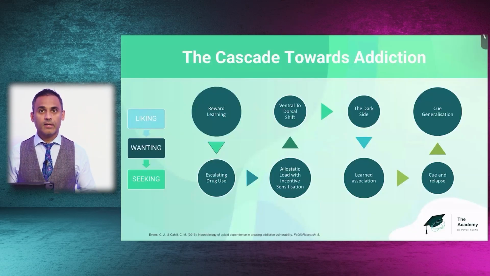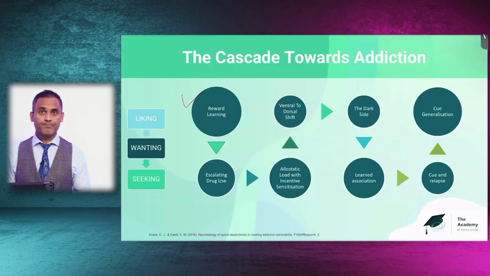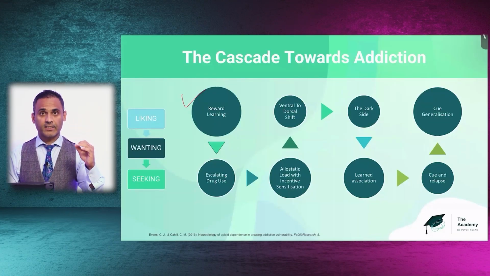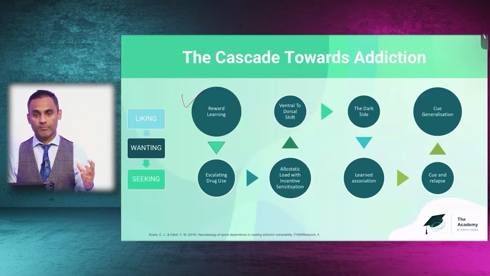Let's recap the cascade towards addiction. Starts off with reward learning, correct? The exposure to substance, the unexpected signal, because it's the first time you've used it, you've never been exposed to the substance ever before, there is a surprise signal generated, right?